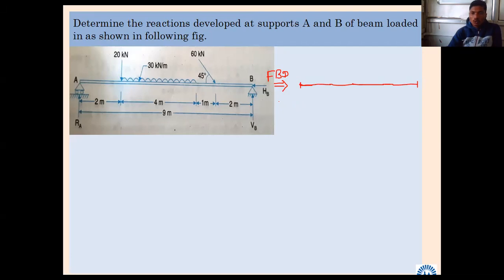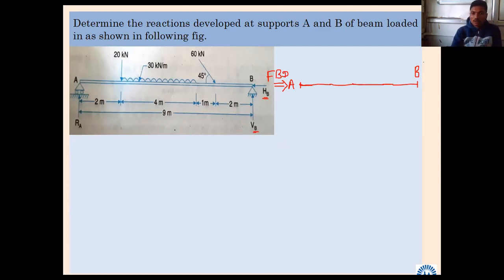How many reactions will be there at the roller support? One. Here it is already given that the other is hinged. Remember in a simple support, if one end is a roller, the other will be hinged. It is but natural. That is the speciality of a simple support.